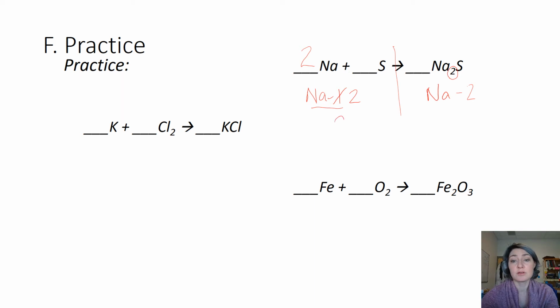Now I'm going to move on to sulfur. On this side, I see no subscript and no coefficient, so I know that I have 1 sulfur. On this side, that 2 only applied to sodium. There is no number right here. I don't assume that it's 0, because there has to be something there if we've written it. I'm going to assume that this subscript is 1.